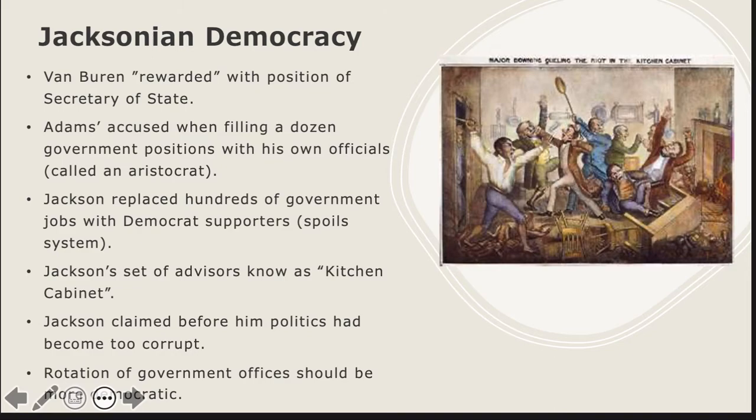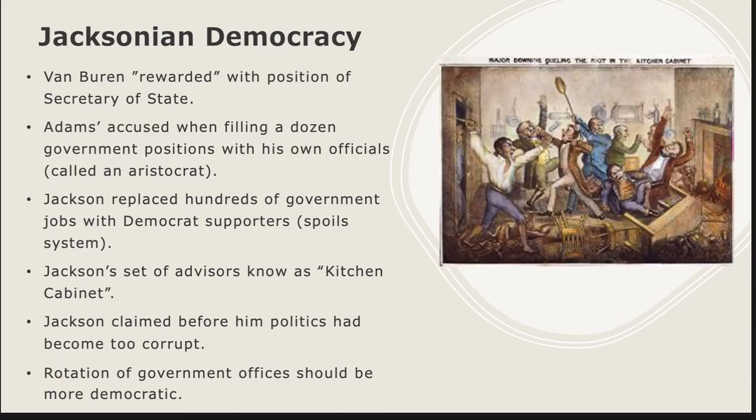a little bit more. When we look at Jackson getting elected and how he got elected, Martin Van Buren is going to be monumental in getting him elected. So he gets rewarded under that spoils system with the position of Secretary of State. Secretary of State was incredibly important because it was the stepping stone to the presidency. So Van Buren said, I want the Secretary of State position because I want to be president when you're done.